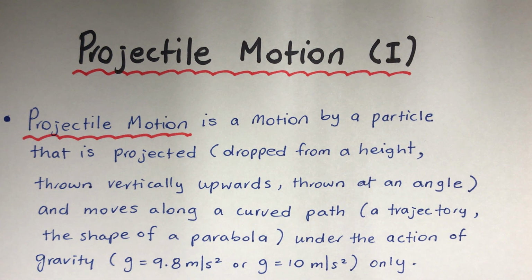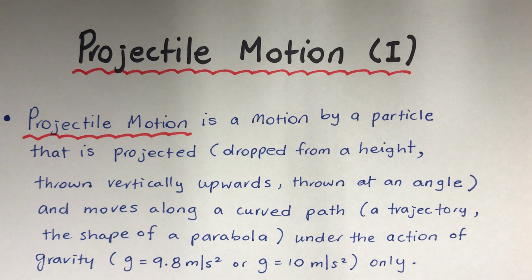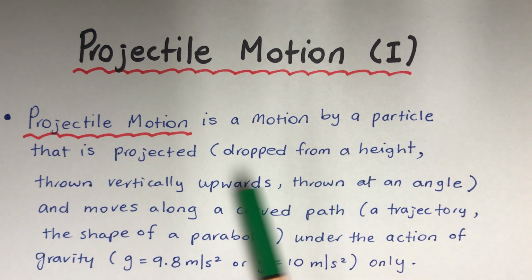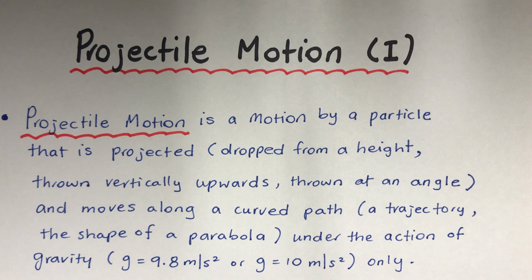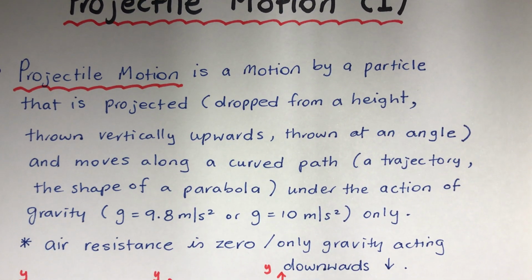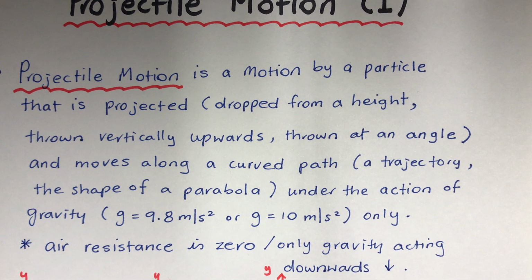Okay, what is projectile motion? Projectile motion is a motion by a particle that is projected, dropped from a height, or thrown vertically upwards or thrown at an angle, and moves along a curved path, which we call the trajectory, the shape of a parabola, under the action of gravity. Sometimes we use g equals 9.8 or g equals 10 meters per second squared. But we do not worry about air resistance, and the only force will be gravity acting downwards.